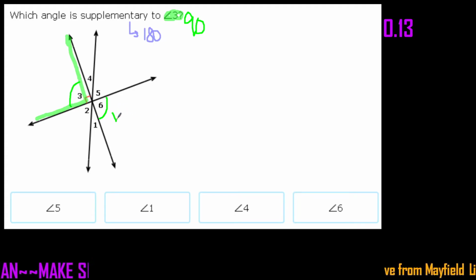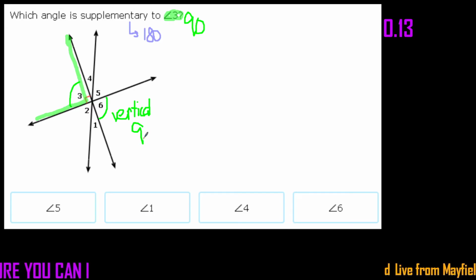So we know this is a vertical. Let's see if I can write this out. Vertical, because they are opposite of each other and they share a common vertex. So since they're vertical, they're the same. So angle 6 is also going to be 90 degrees. And what are we looking for? It says which angle is supplementary to angle 3. Well, if we add up angle 3 and angle 6, we would get 180 degrees. So for this one, it would be angle 6.